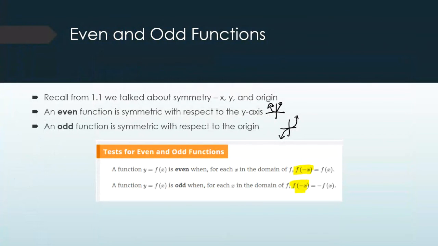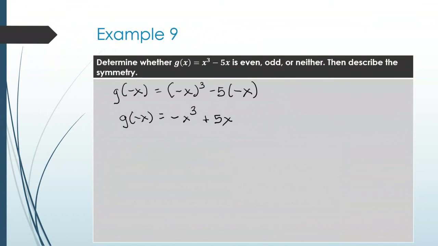So if we look at our symmetry, f of negative x equals f of x, if you get the same function, it's even. We did not get what we started with. Negative x cubed plus 5x is not g of x. This doesn't match what we started with. This is not g of x, so we know that it is not even, because we didn't get the original function out.